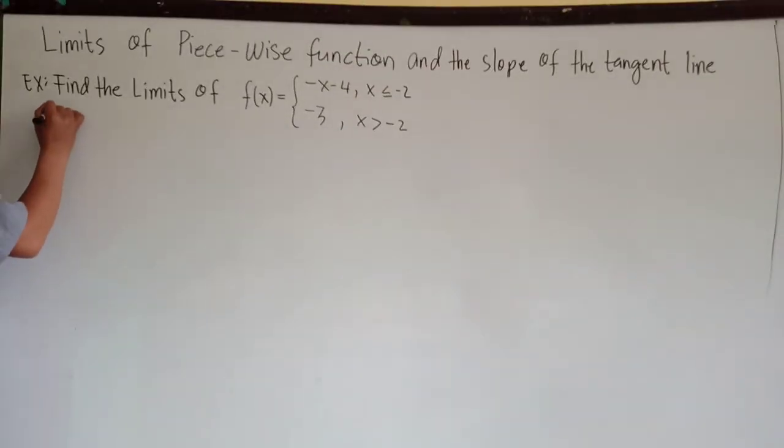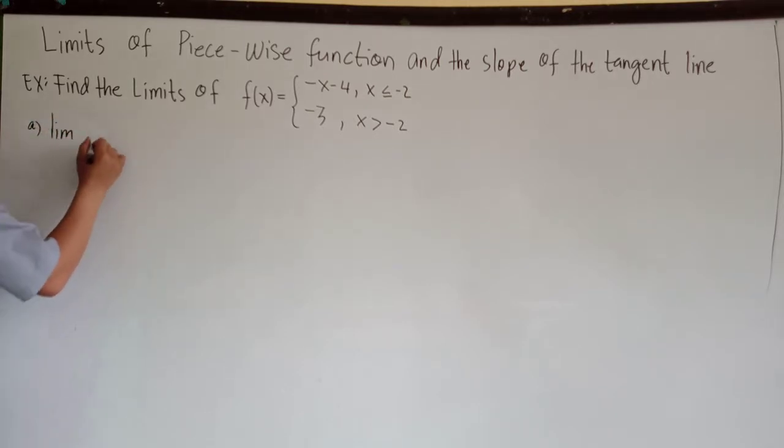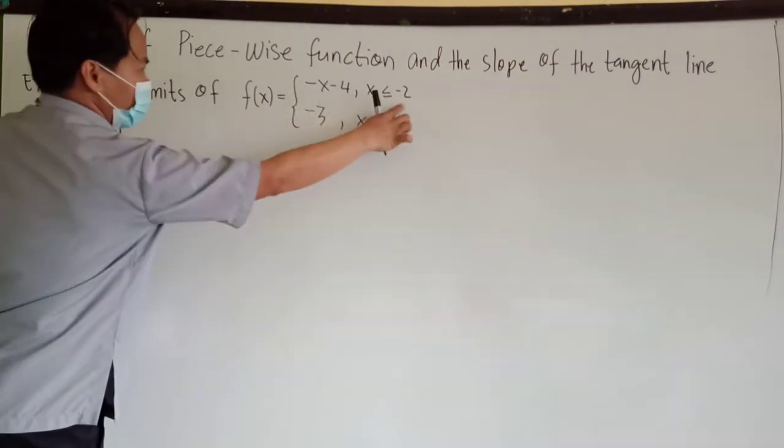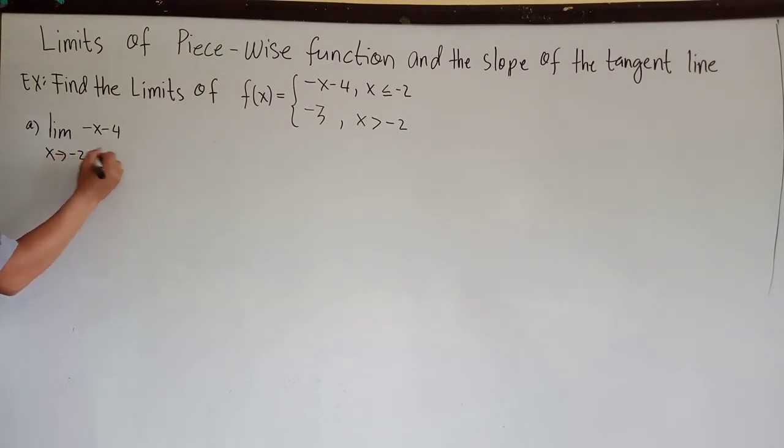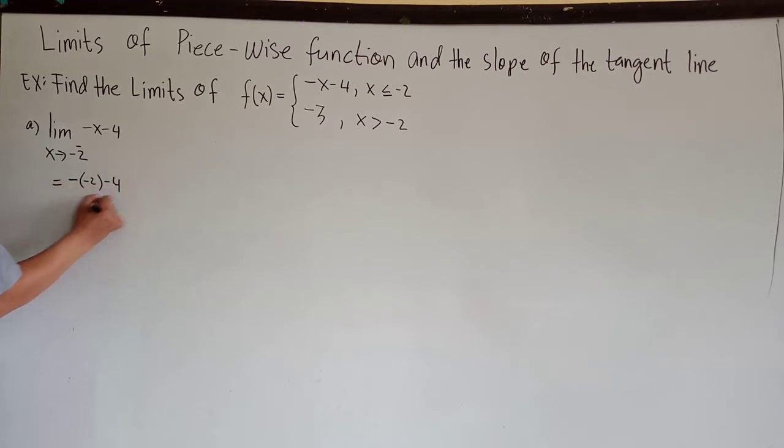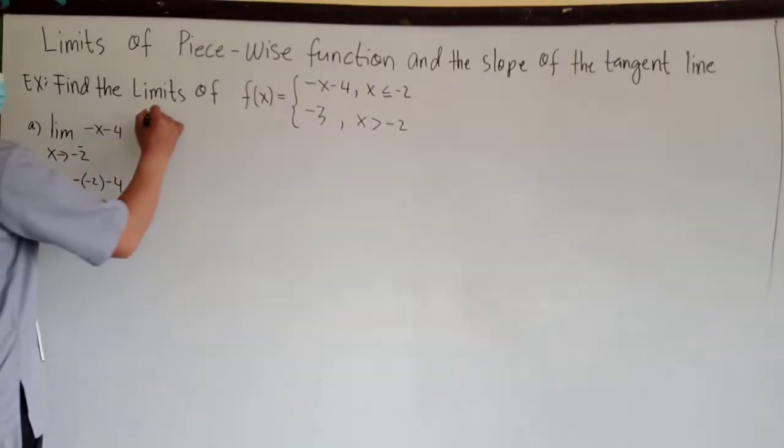So therefore, we have here letter A, the limit of negative x minus 4 as x approaches negative 2. We use this piece because this one is less than or equal to, that is to the left. When we evaluate this one at x equal to negative 2, it becomes negative times negative 2 minus 4, which is equal to 2 minus 4, and the answer is negative 2.